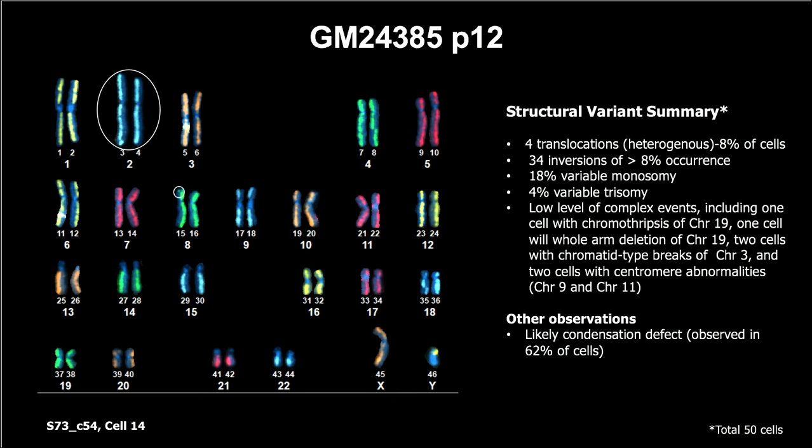Circled in white is an additional observation seen in just over 60% of the cells, a prominent size difference between homologs, indicating a potential defect in chromosome condensation, also associated with genomic instability. Circled on chromosome 8 is a constitutive inversion observed in almost every cell. It's one of 34 inversions seen above 8% prevalence in this cell line at passage 12. Aneuploidy was observed in just over 20% of the cells.